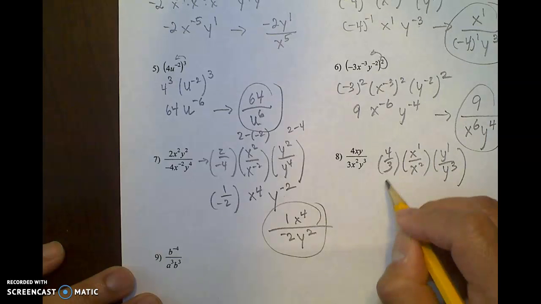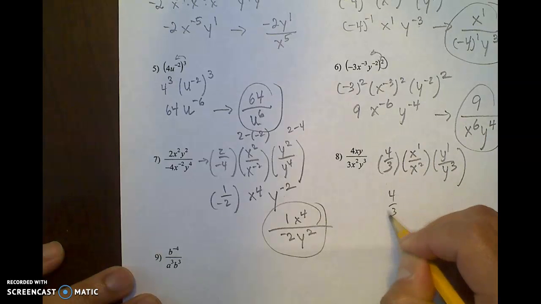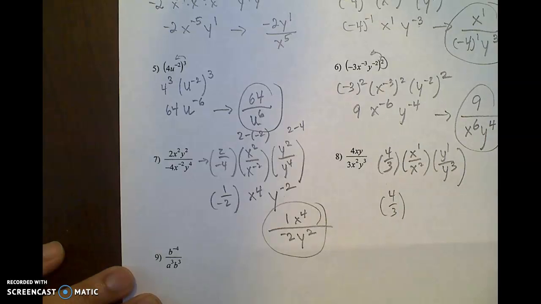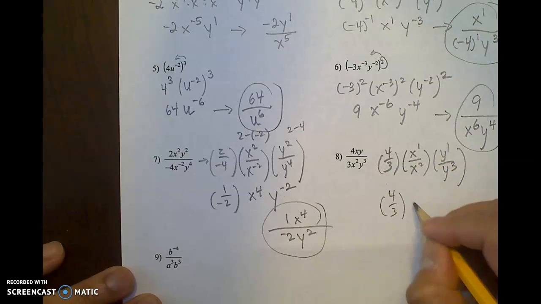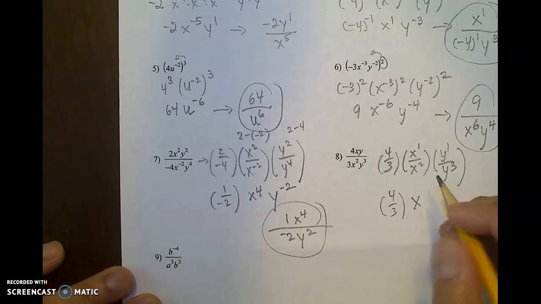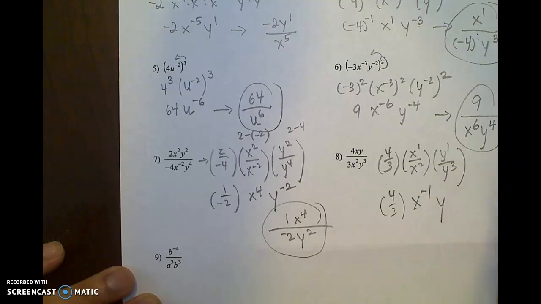Okay, so here we go. I want to keep this as 4/3. Cannot reduce that any further. x to the first divided by x squared. The rule is you keep the base, top minus bottom exponent. 1 minus 2 is negative 1. Keep the base, subtract top minus bottom exponent. 1 minus 3 is negative 2.